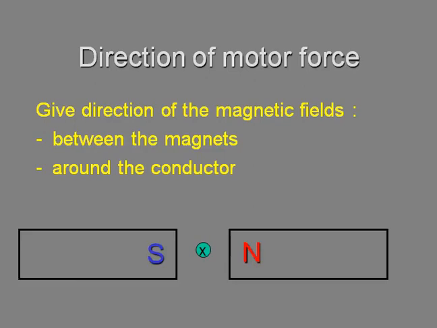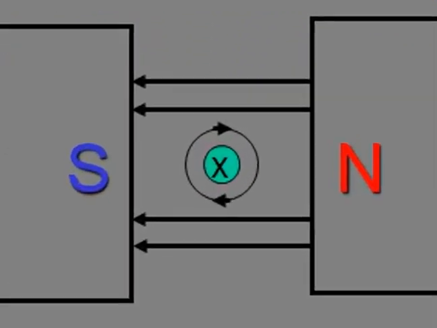Why does this happen? It's because of the interaction of two magnetic fields, that between the two magnets and that around the current carrying conductor. Give the direction of the magnetic fields between the magnets and around the conductor. We know that the field direction between the magnets is taken as from north into south. The field direction around the conductor can be found using the right-hand conductor rule.